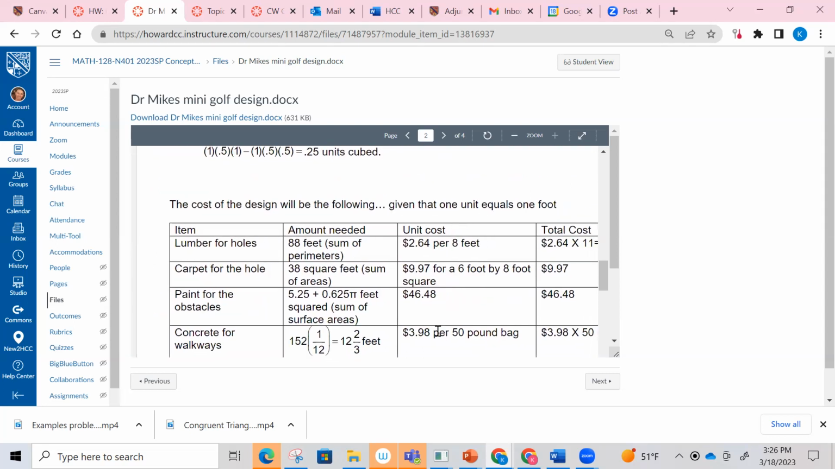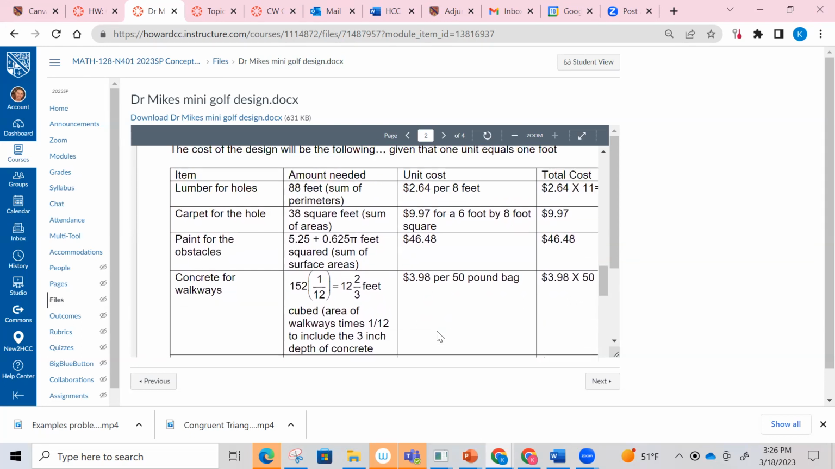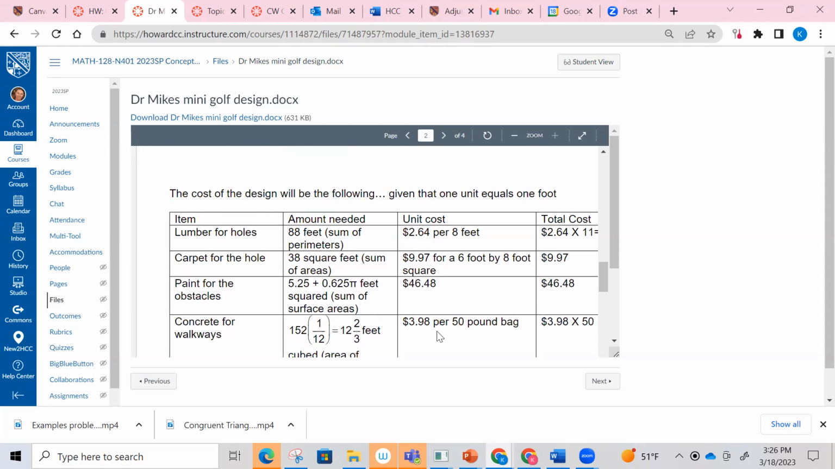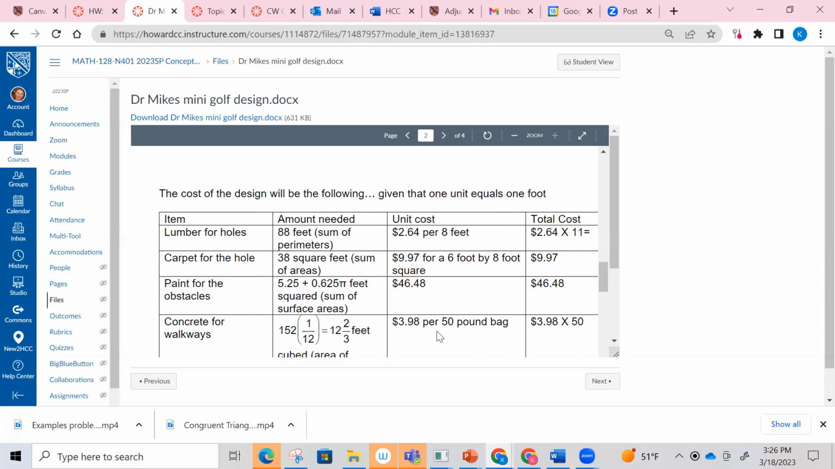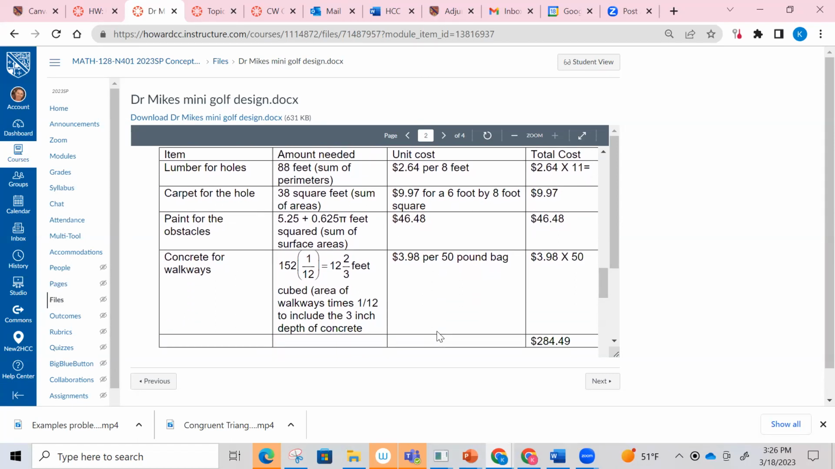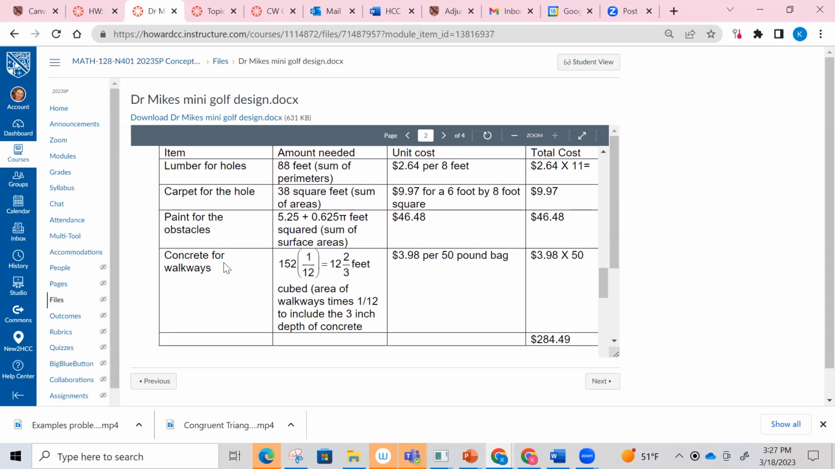So do not use these costs. This was made a lot of years ago, so I'm pretty sure the costs are very outdated for what the prices are now. So you need to look up your own costs and calculate the total cost. And there's also, I think, a mistake. I believe the concrete for the walkways is not calculated correctly. So make sure that you're not just copying exactly, make sure you understand how to calculate the concrete, the paint, the carpet, and the lumber, and then calculate it, because again, I believe there is a mistake in this so that it doesn't work.